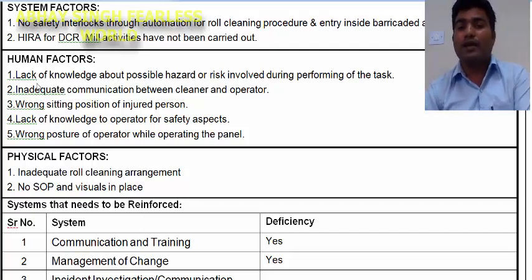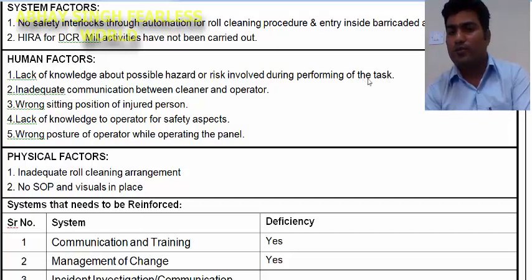And what was the human factor? The human factor is that both the operator and helper lacked knowledge about the possible hazards or risks involved in performing the task. That means lack of knowledge. Who lacked knowledge? The helper and operator involved at the time of the incident. And there was inadequate communication between the cleaner and operator, because the panel was on one side and the roller was on the other side. And due to inadequate communication, this happened.